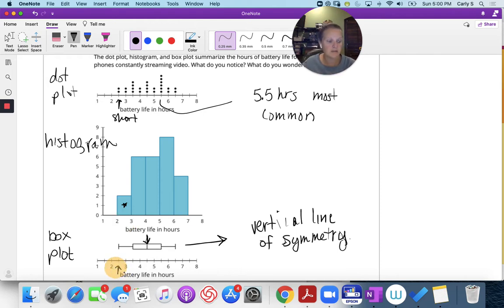I may wonder, is 3 hours of battery life included in the second bar? Like, is this number included in the second bar or the first bar? I wonder. Like, where is 3 hours included? I don't know.